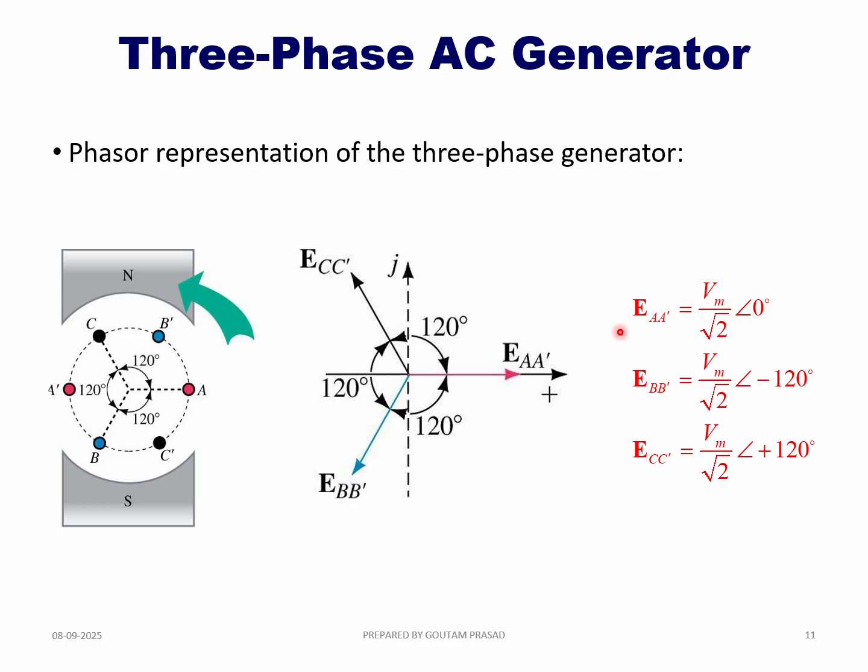So here, if you represent them in the phasor, then E_AA' is Vm by root 2, that is V_RMS, at an angle 0 degree, and E_BB' is equal to Vm by root 2, that is RMS voltage, at an angle minus 120 degree. E_CC' is equal to Vm by root 2 at an angle plus 120 degree. So they are the phasor equations of the three voltages induced in three windings of the alternator or three-phase AC generator.